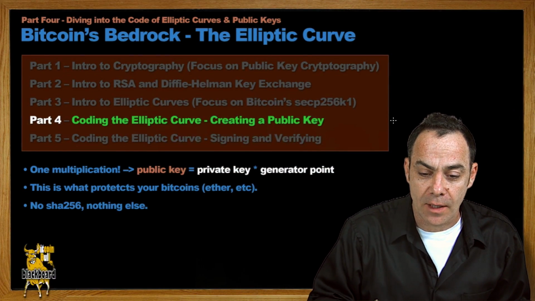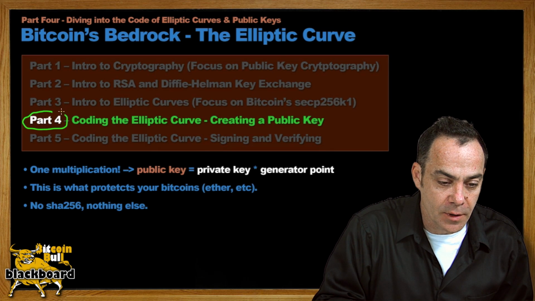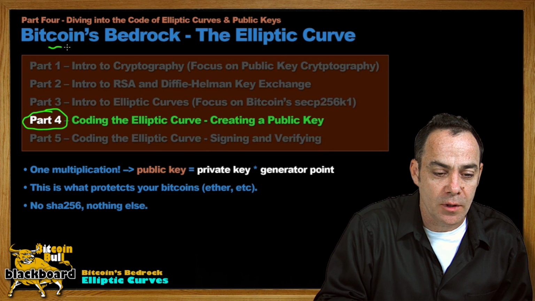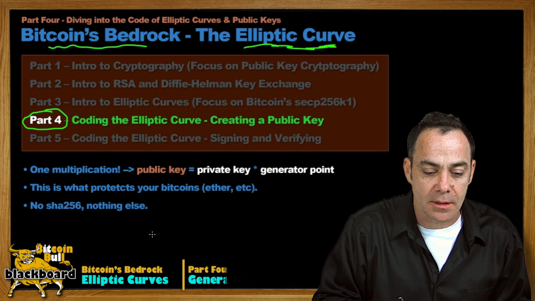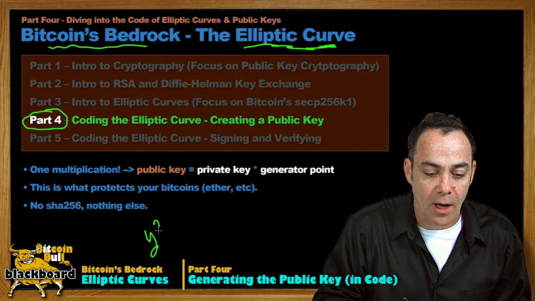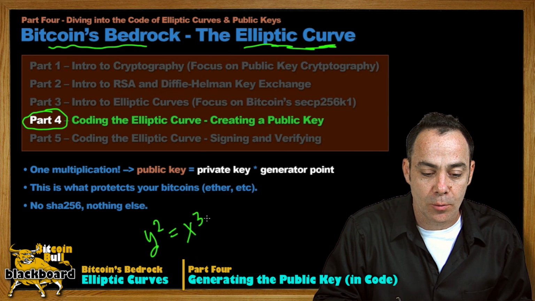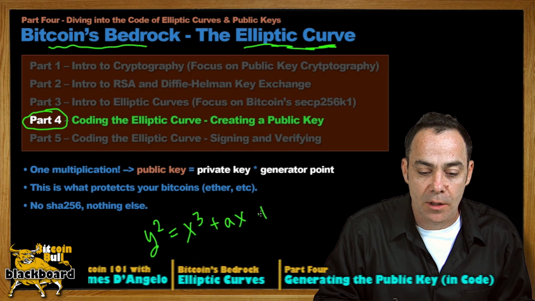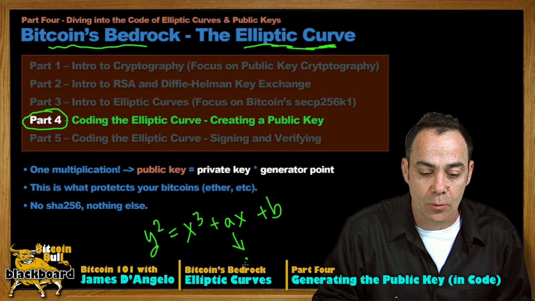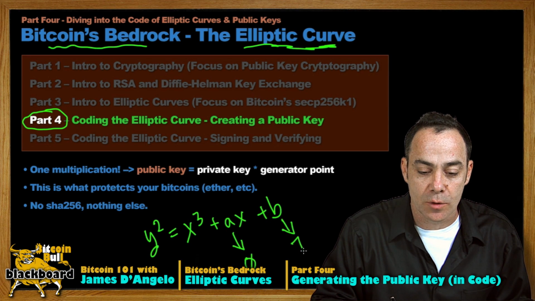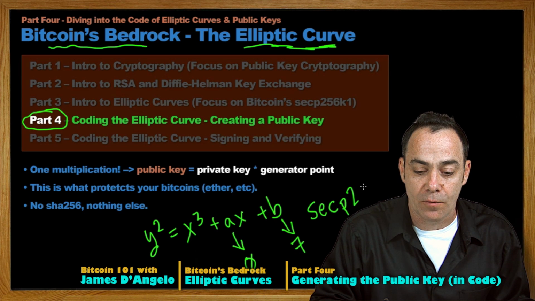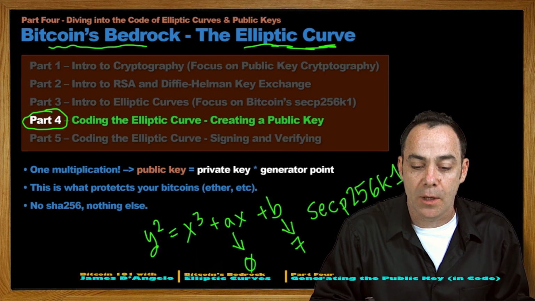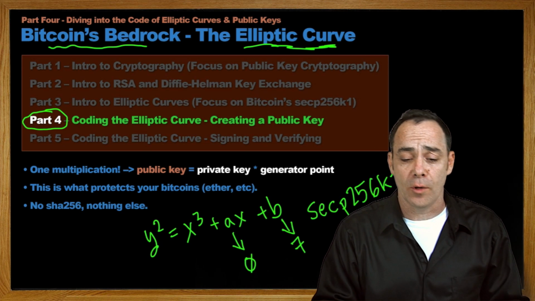Today we are diving into part 4 of this 5-part series on Bitcoin's bedrock, the elliptic curve. In particular, we are diving into this specific curve, y squared equals x cubed plus ax plus b, where a equals 0 and b equals 7. That's the specific curve, the SEC P256K1, that Bitcoin uses and a number of altcoins use.